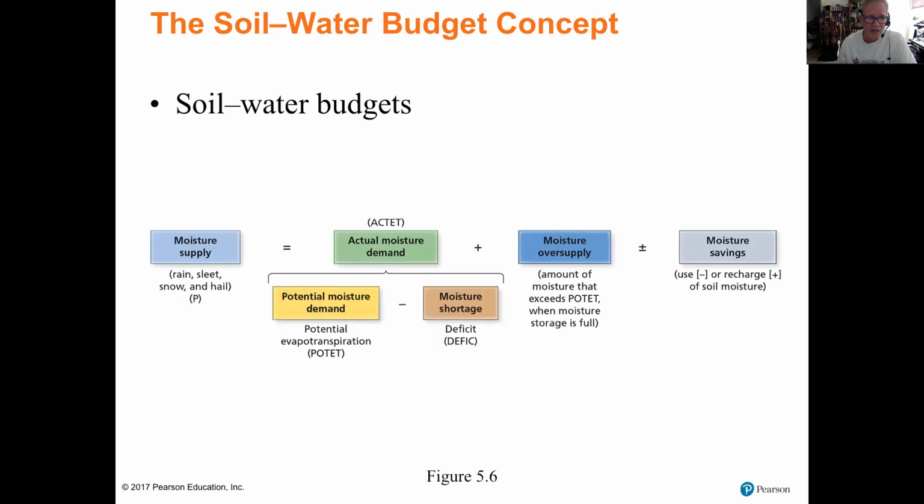So here's what it looks like. Here's your moisture supply, which equals the actual moisture demand, which is these two, plus your moisture oversupply, and then that's your surplus or your deficit. So you'll have one or the other. The book goes into this in a little more detail, so pay attention to that in the book.